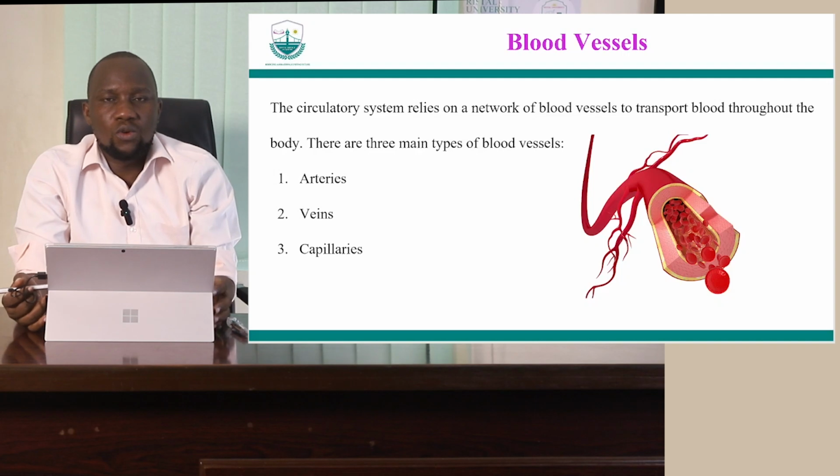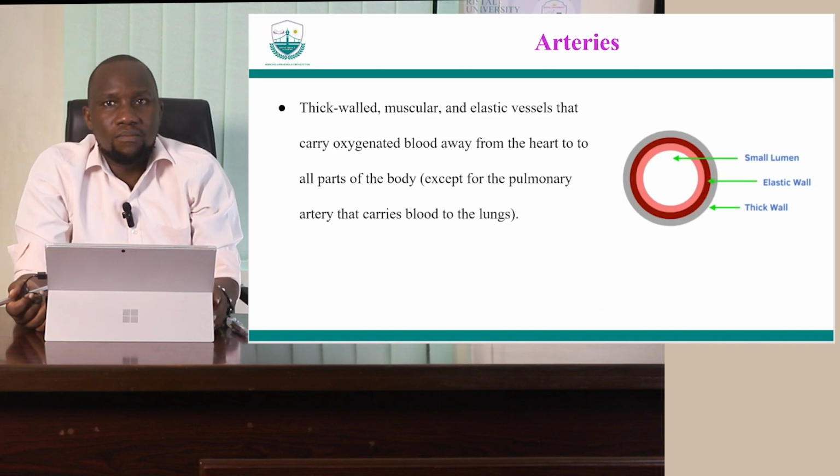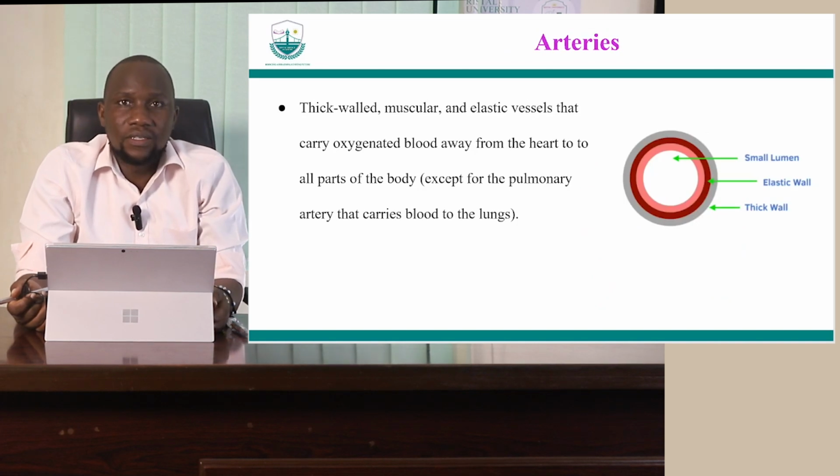Okay, so we want to look at these blood vessels, the three different types of blood vessels, and their structure and their function, and then we'll look at their differences. Okay, so blood is carried through a network of blood vessels. Okay, so these blood vessels are of three types: the arteries, veins, and then capillaries. Okay, so we start by looking at the arteries.